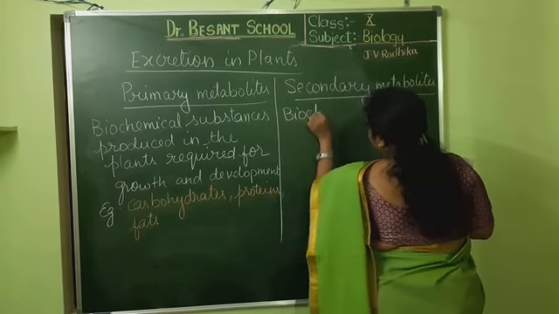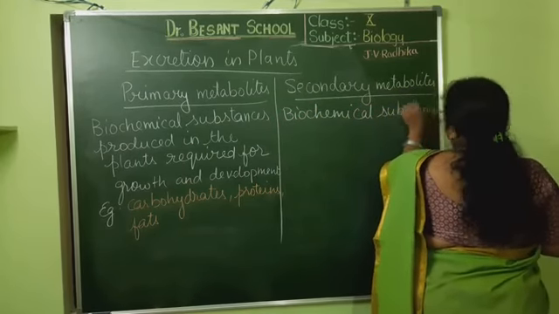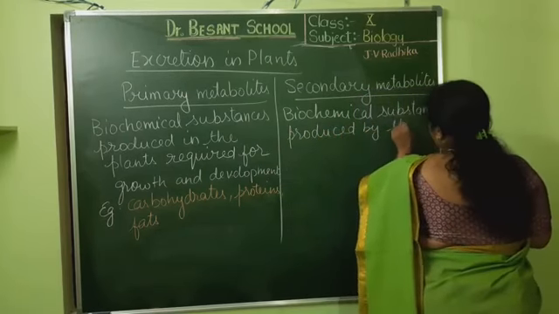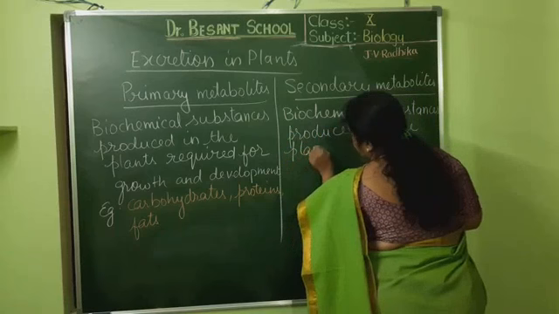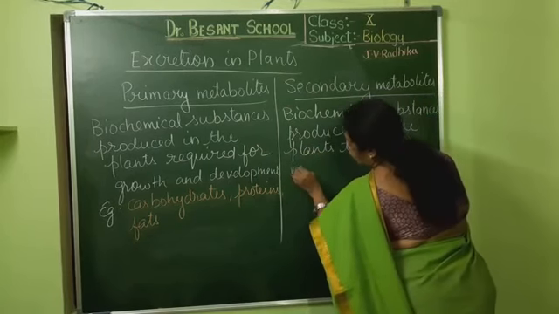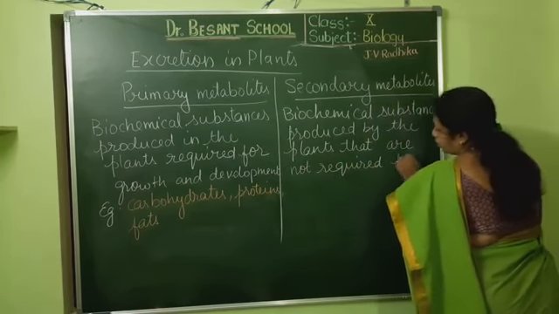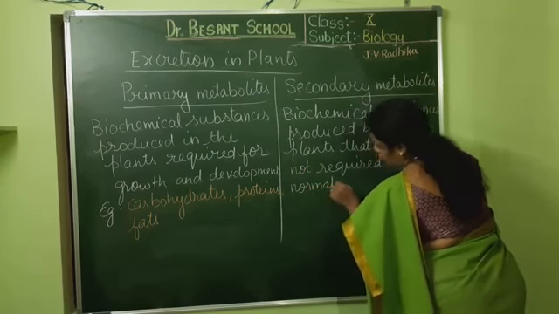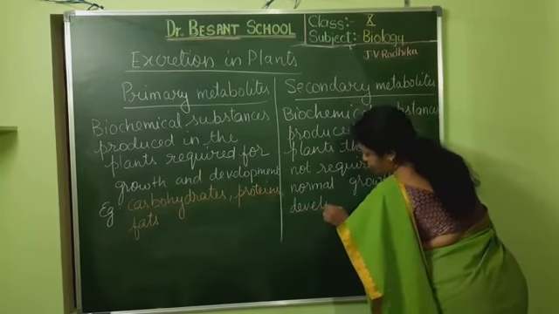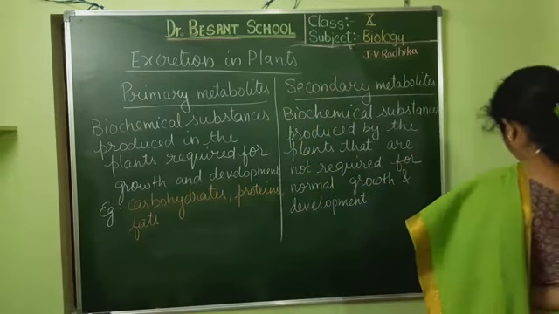Secondary metabolites are biochemical substances produced by the plants but are not required for normal growth and development. They are called secondary metabolites.